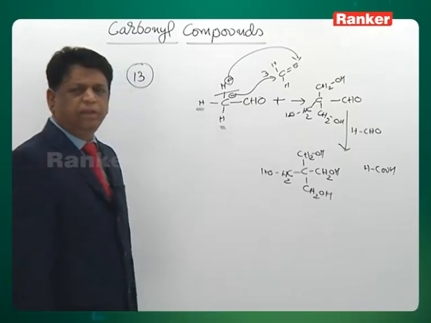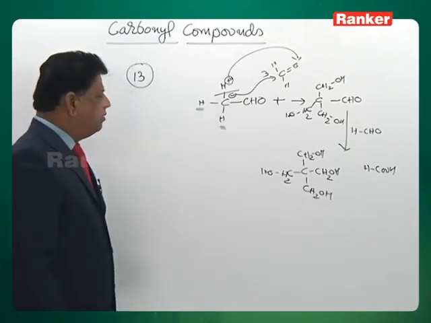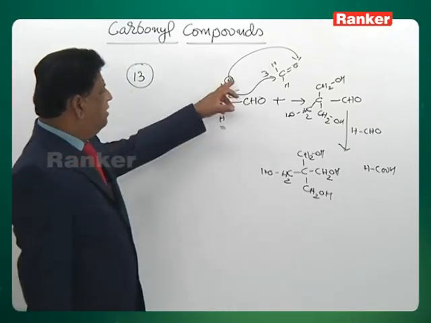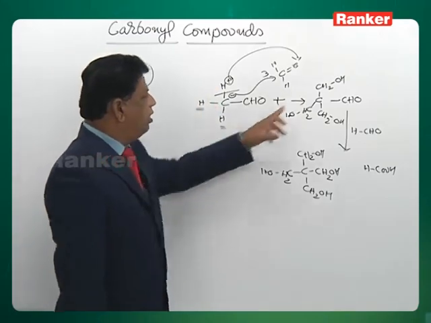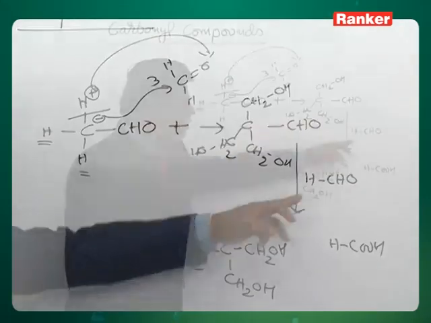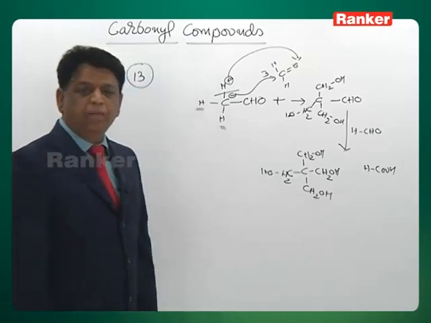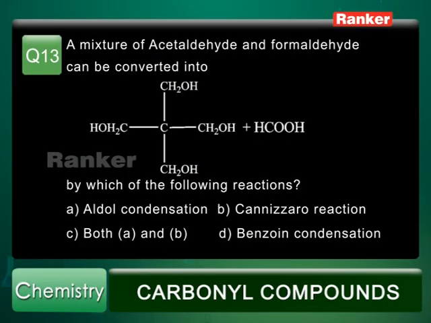However, you will get other products as minor products, but the major product is this. 3 formaldehydes undergo aldol addition followed by the Cannizzaro reaction. So in this option, both A, aldol condensation, and B, a Cannizzaro reaction, are involved. Therefore, option C, A and B, is the right answer.